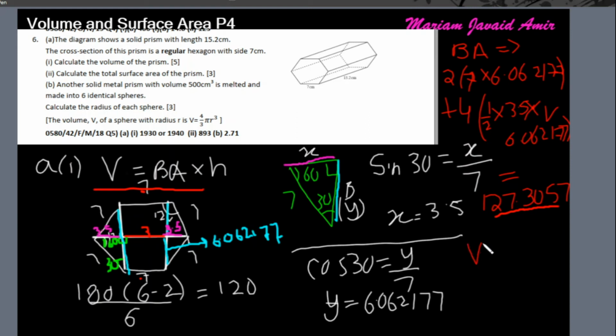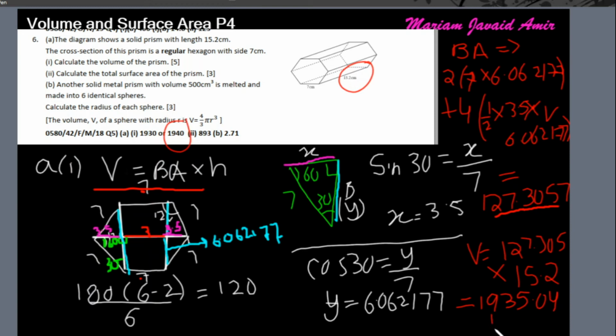Now substitute this value here. So volume equals base area times height of the prism, which is 15.2. So multiply this and we'll get 1935.04. Rounded off you can write 1940. So 1940 in our case.